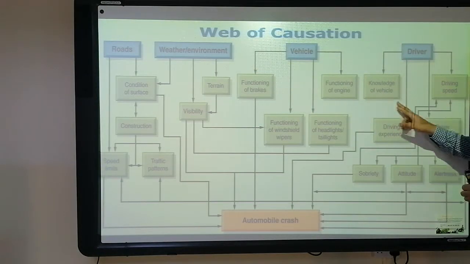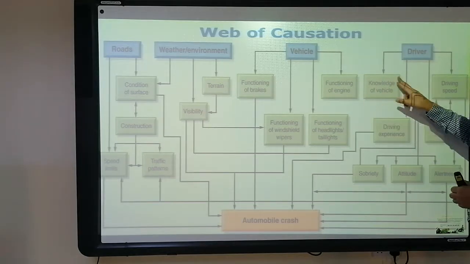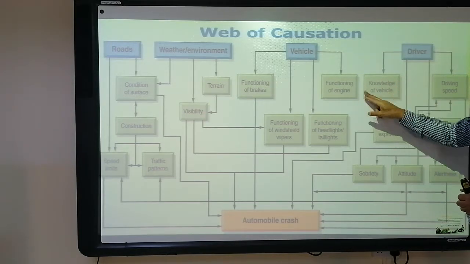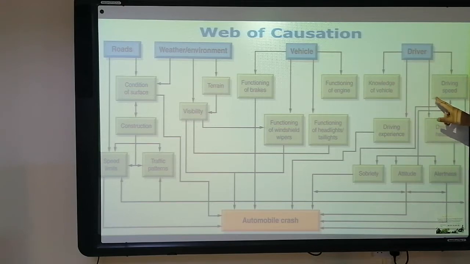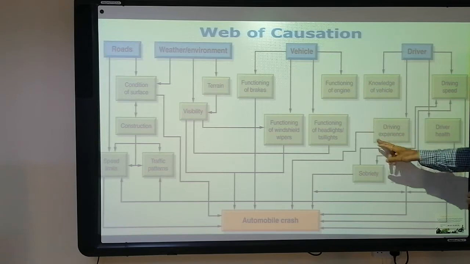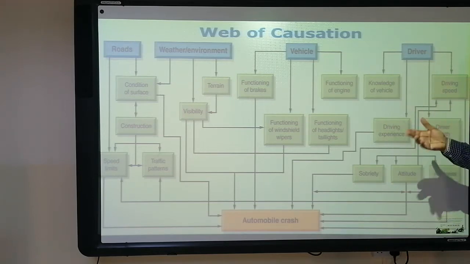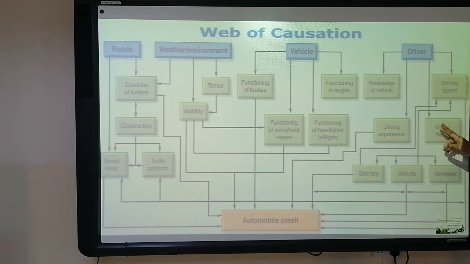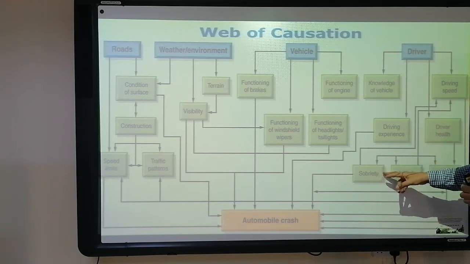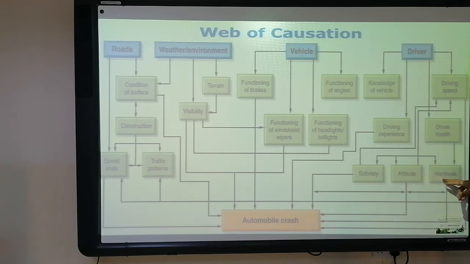In the driver, knowledge of the vehicle: does he know the capability of his vehicle or not? The driving speed: is he going within the speed limitation or not? Driving experience: how to manage if something happens as an emergency with the car or with other drivers. Driver health condition will also affect it. Sobriety, attitude, and alertness.